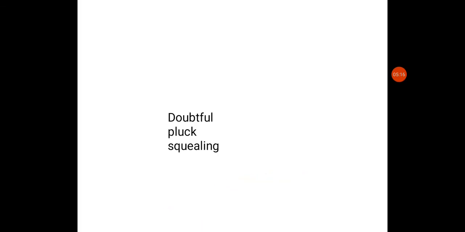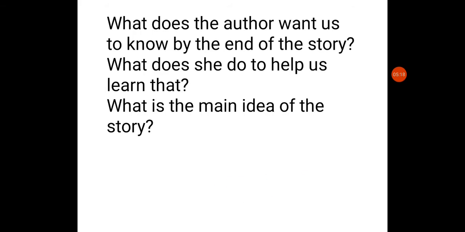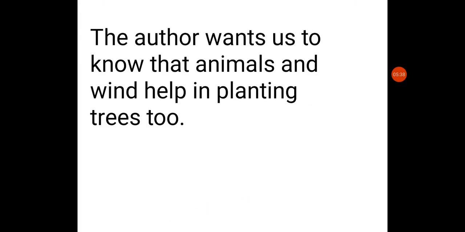Then next, now let's discuss these questions. What does the author want to know by the end of the story? And question 2, what does she do to help us learn that? And what is the main idea of the story? Now let's discuss. The author wants to know that animals and wind help in the planting trees too.